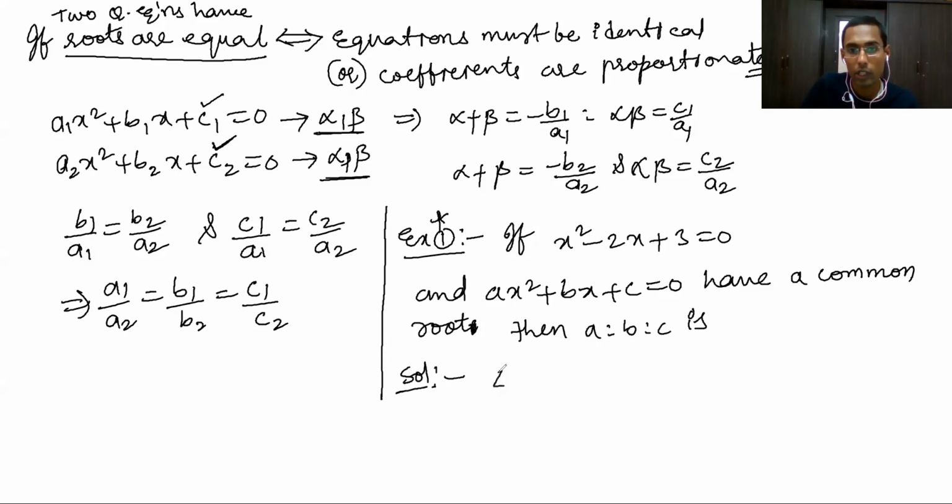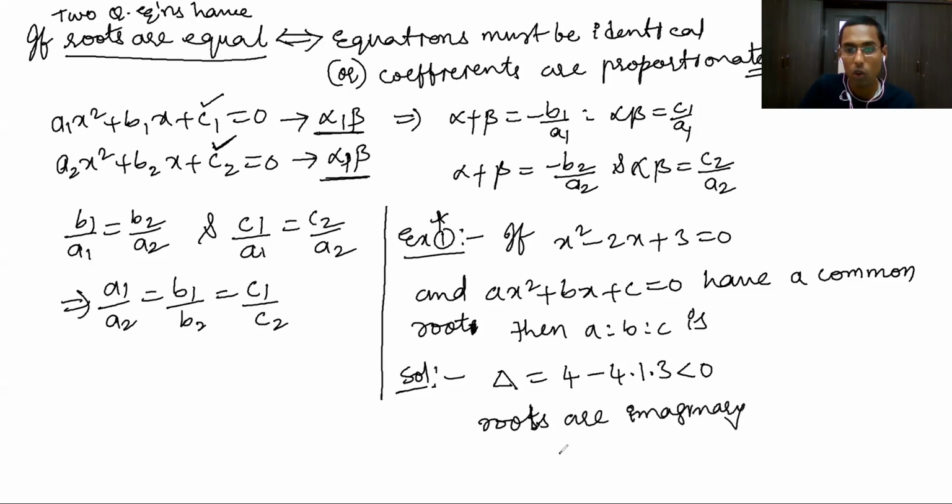Here, first you find delta, the discriminant, that is b square minus 4ac. This is less than 0. That means what are the roots? The roots are imaginary and conjugate pairs. This you understand. So if one root of this equation is a plus ib, then the other root is a minus ib.